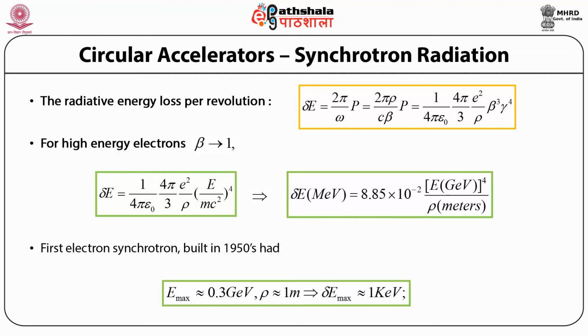In the 10 GeV Cornell electron synchrotron, the orbit radius ρ was around 100 meters and the radio frequency voltage per turn was 10.5 MeV at 10 GeV. According to the above estimate, the energy loss per turn is 8.85 MeV. Thus, at this energy, almost the entire power supplied is radiated away. So, this put a limit on the maximum energy that could be achieved.